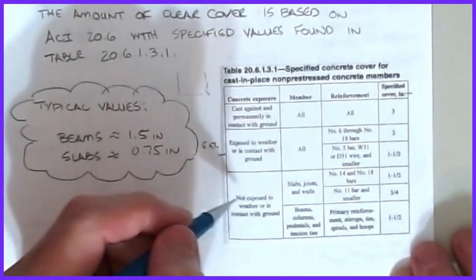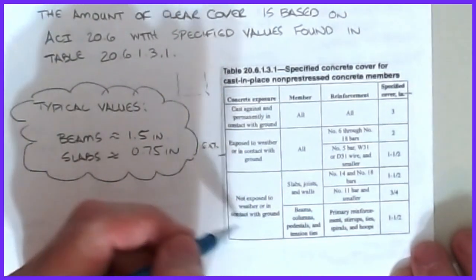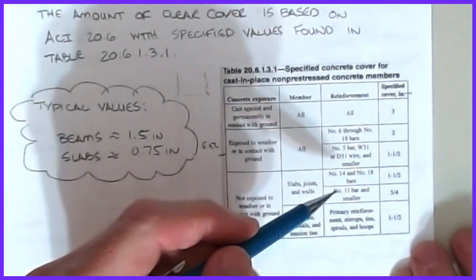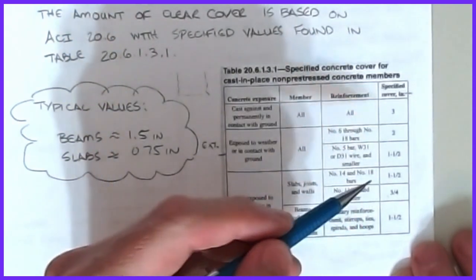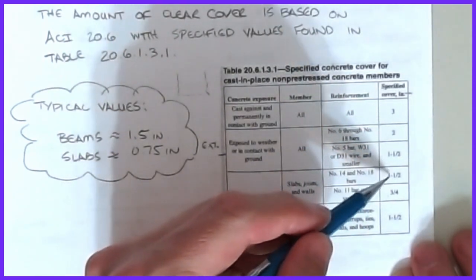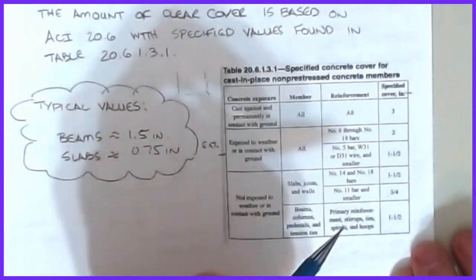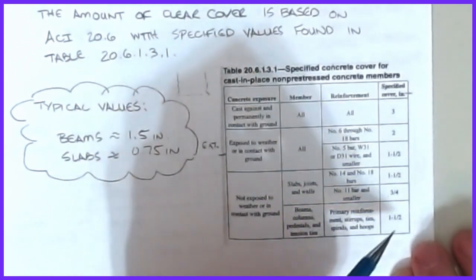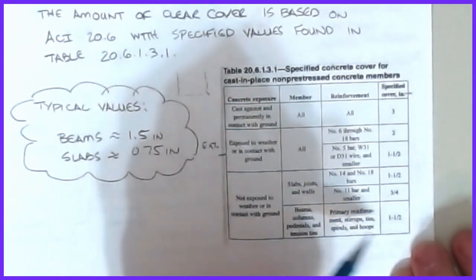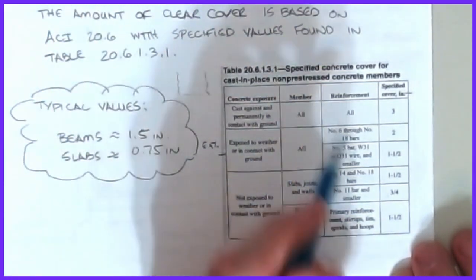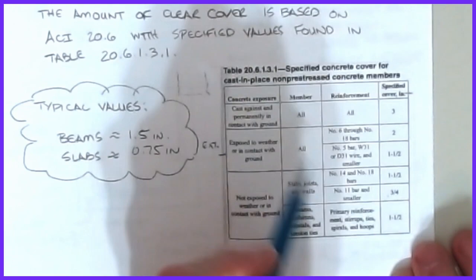Okay, for cases where I'm not exposed to weather or not in contact with the ground, then we kind of play the same game, and I can go all the way down to 3/4 of an inch of cover, although 1.5 is generally more to my liking on this. Okay, and if we're looking at stirrups or spirals or ties and columns, then I can also use 1.5 inches.